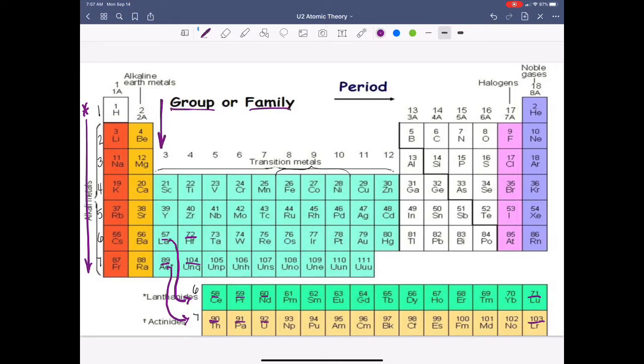All right, so if you'll notice, we have 18 total groups. 1, 2, 3, 4, 5, 6, 7, 8, 9, 10, 11, 12, 13, 14, 15, 16, 17, 18. Those are our 18 groups. So we said that they can further be broken down into groups A and groups B. So right here, I'm going to do it in green. You will see groups 1 through 8A. 1, 2, 3, 4, 5, 6, 7, 8. Those are our representative elements. We'll be dealing with those a lot this year.